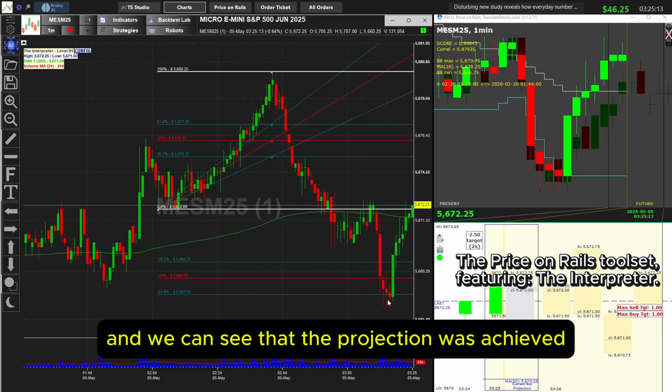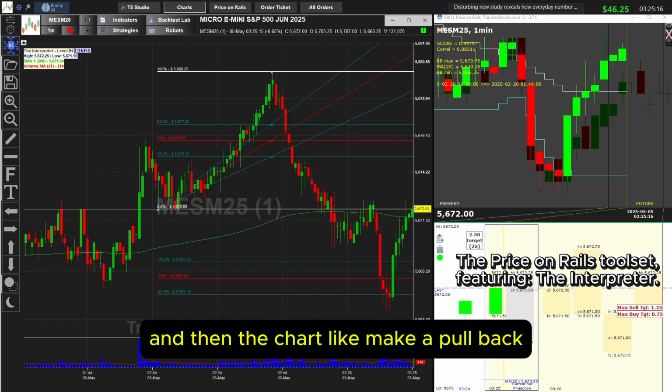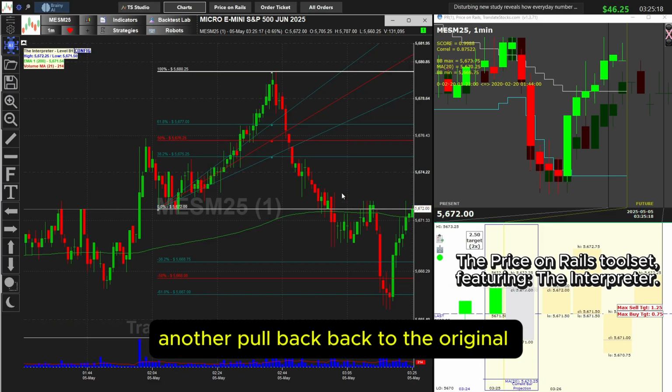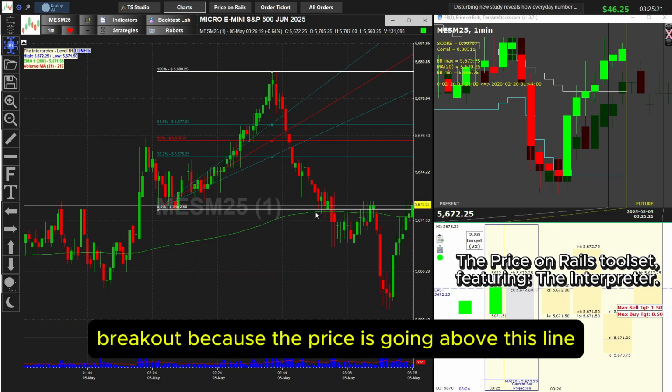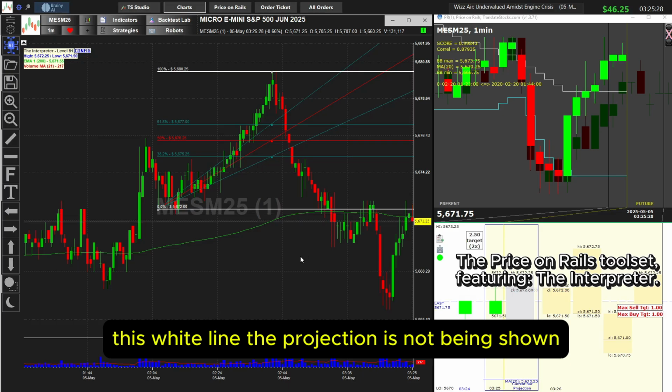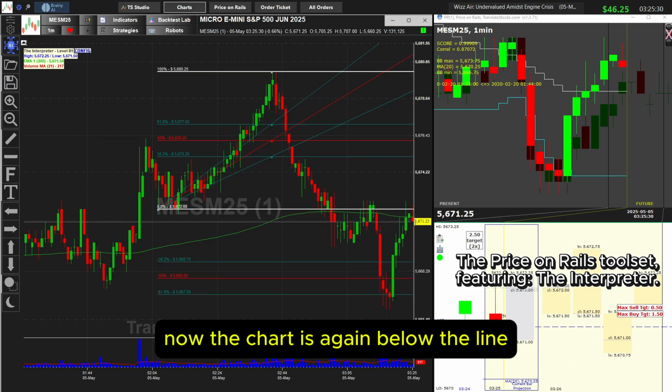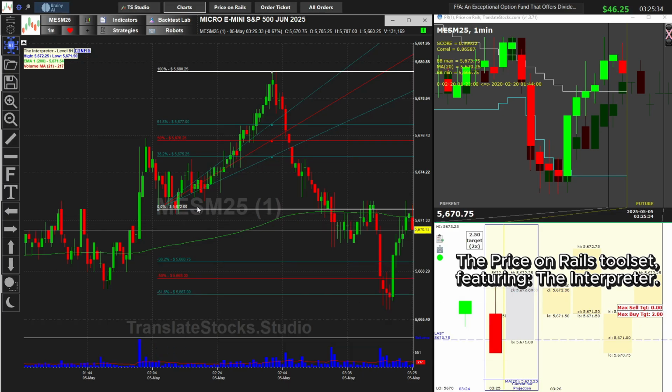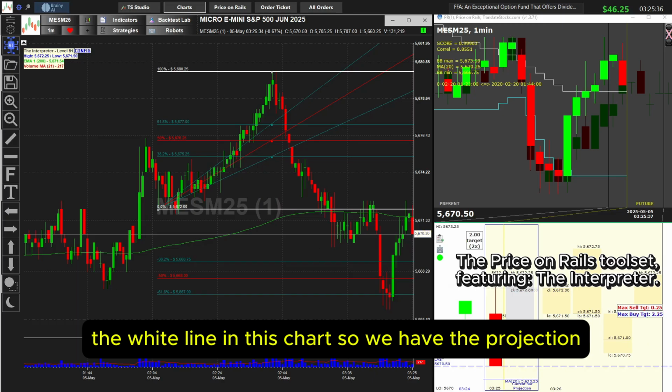And we can see that the projection was achieved, and then the chart made a pullback, another pullback, back to the original breakout. Because the price is going above this white line, the projection is not being shown. Now the chart is again below the white line, so we have the projection.